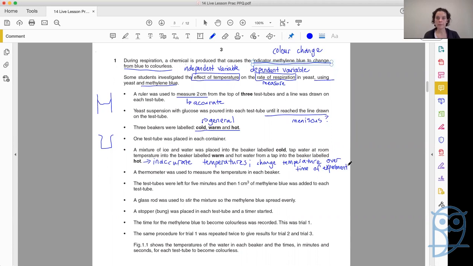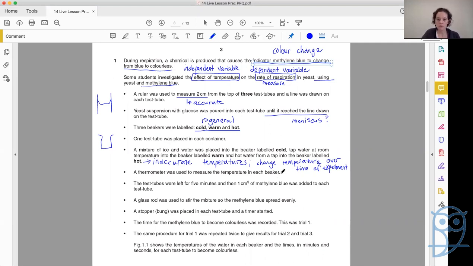And that's a problem. Remember, if we want our results to be accurate, we need to have standardized controls. We need to keep things the same. So if we wanted to keep temperature the same, we wouldn't want temperature to be changing over the time of our experiment. They then tell us that thermometers were used to measure the temperature in each beaker.